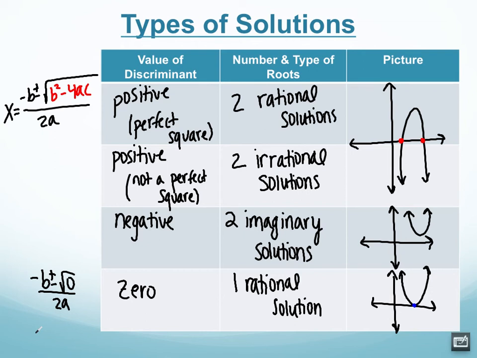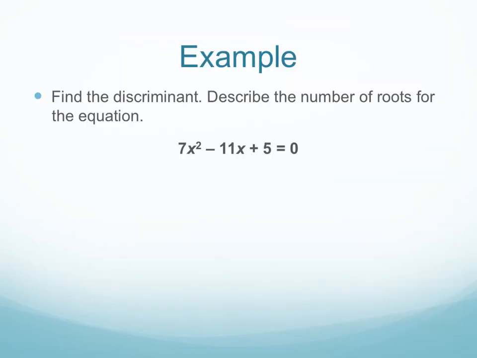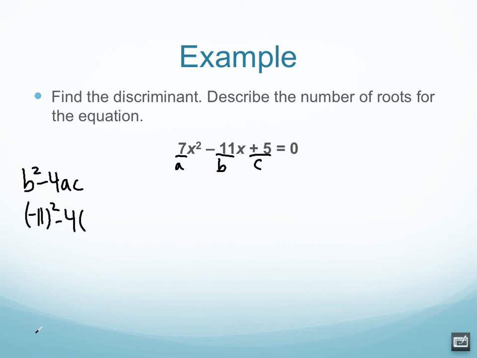So we have one example to do for discriminant, and then you have 2 to do on your own. Here's the example that we're going to do together. It says find the discriminant and then describe the number and type of roots. So the discriminant is b squared minus 4ac. Here's our a, here is our b, here is our c. So that ends up being negative 11 squared, subtract 4, multiplied by 7, multiplied by 5.